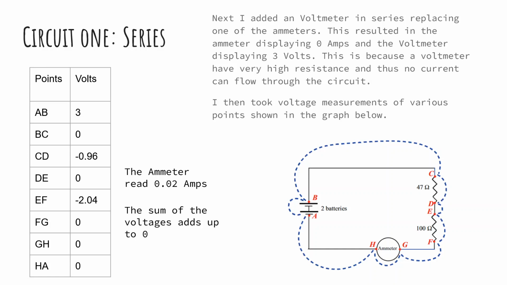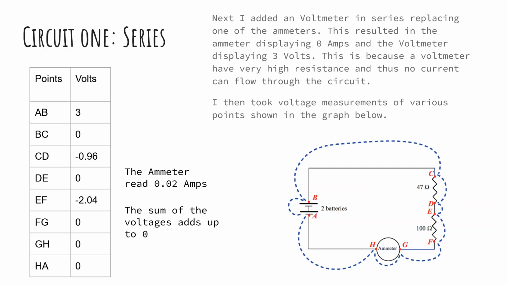Then I took the voltage measurements at various points shown in the graph by putting the voltmeter in. So, between the start and the end of the batteries, there were 3 volts. And then between the start and the resistor with 47 ohms, or resistor 1, there was negative 0.96 volts. And then finally, for the 100 ohm resistor, there was minus 2.04 volts.